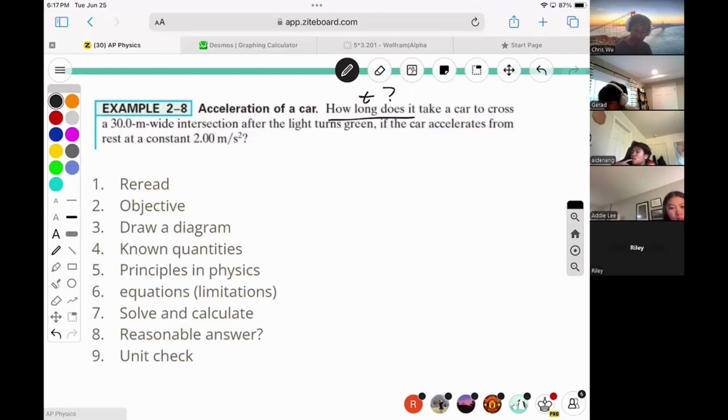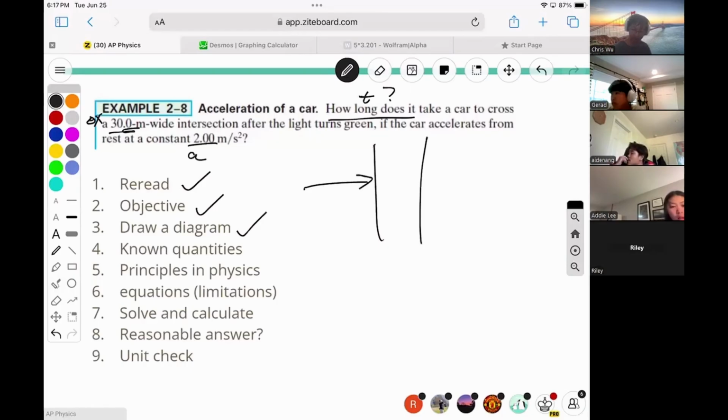A car to cross a 30-meter wide intersection. So that's the delta x that I need. After the light turns green, if the car accelerates, so this is A, right? So I did the reread part. I did the objective. The objective is only for T. Draw a diagram. I don't really need to draw a diagram. I know this is 30 meters, this is the intersection. So you just need 30 meters to do that. If you want to draw it, that's fine. In this one, I would say drawing a diagram is not that important. It's simple enough, but for a more complex problem, you should.